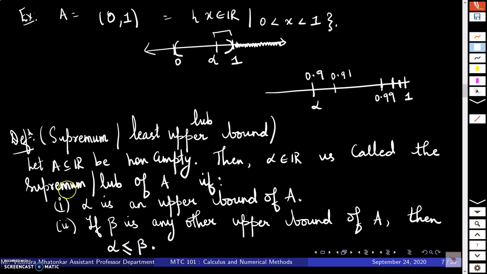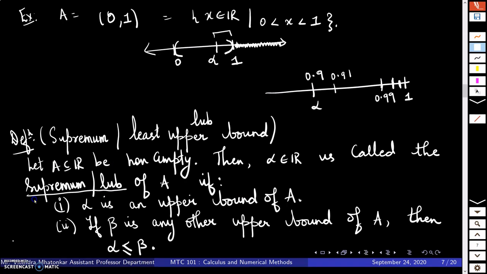That means if I have a non-empty subset A of R, then a real number alpha is called the supremum or the least upper bound of A if alpha is an upper bound of A, the first condition. Secondly, if you pick up any other upper bound of A, then that upper bound has to be bigger than or equal to alpha. Okay, so indirectly I am saying that alpha is the smallest upper bound of A, that is the least upper bound of A, and another word for this is supremum. Okay, I hope this is clear.